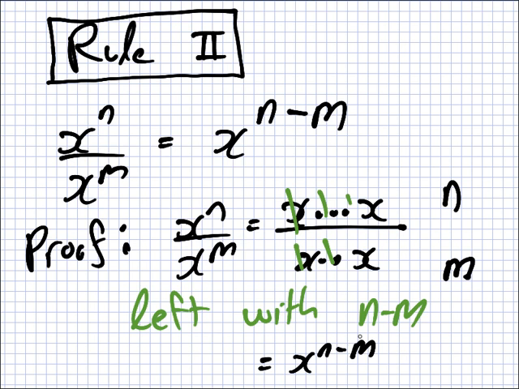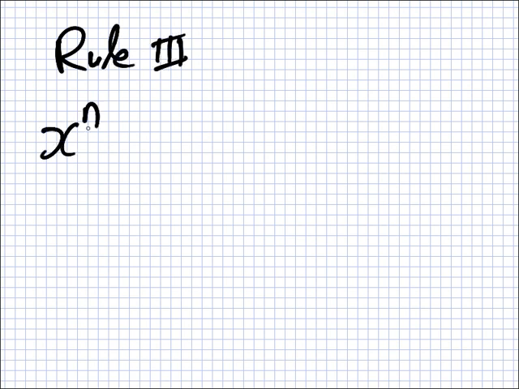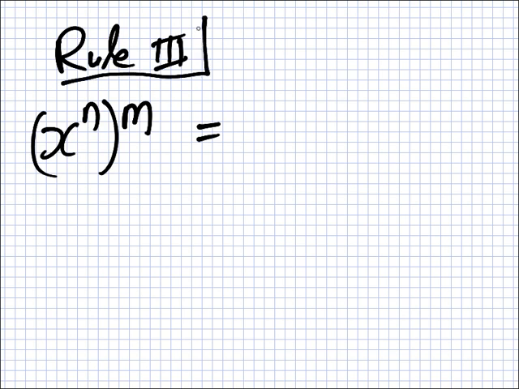Now, can we do rule 3 now? Yep. So, for me, what I'll do as rule 3 is this one: x^n to the power m, like this, a double power. And does anyone know what this is? You multiply the powers, like this, isn't it? And the proof, let's have a look.